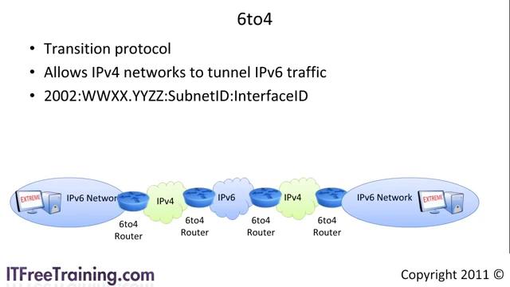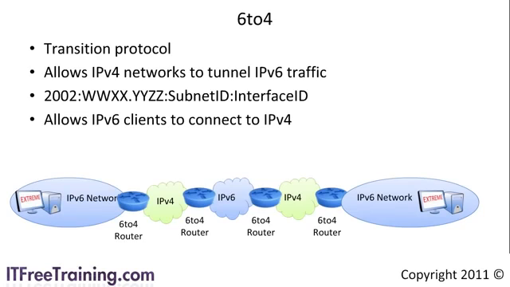As the Internet becomes more and more IP version 6 ready, your data will be routed more through this network and less through the IP version 4 network. Using 6to4 also allows your clients to connect to IP version 4 hosts. However, IP version 4 hosts will not be able to connect to IP version 6 hosts.